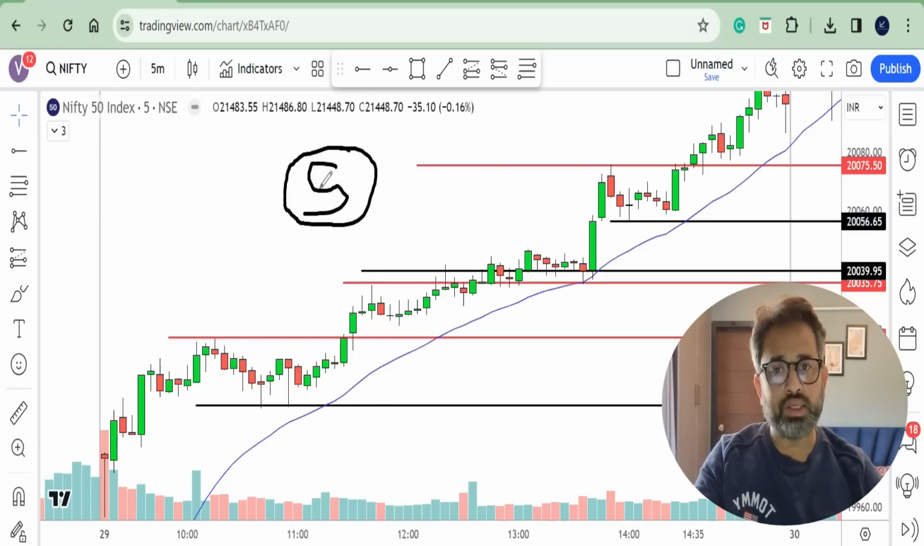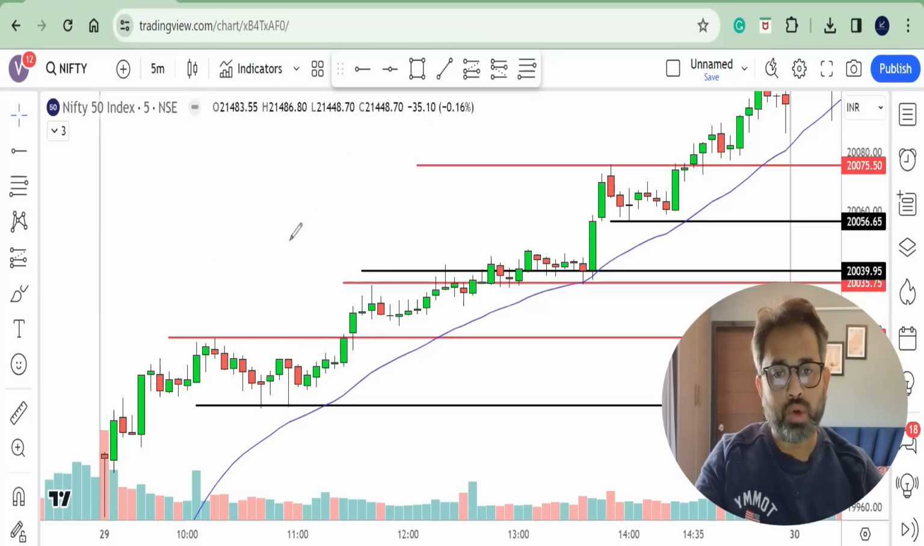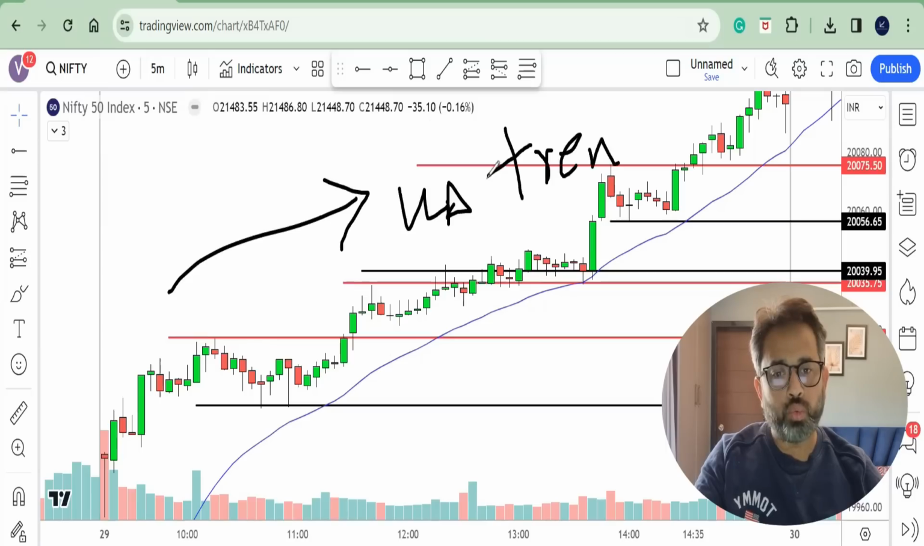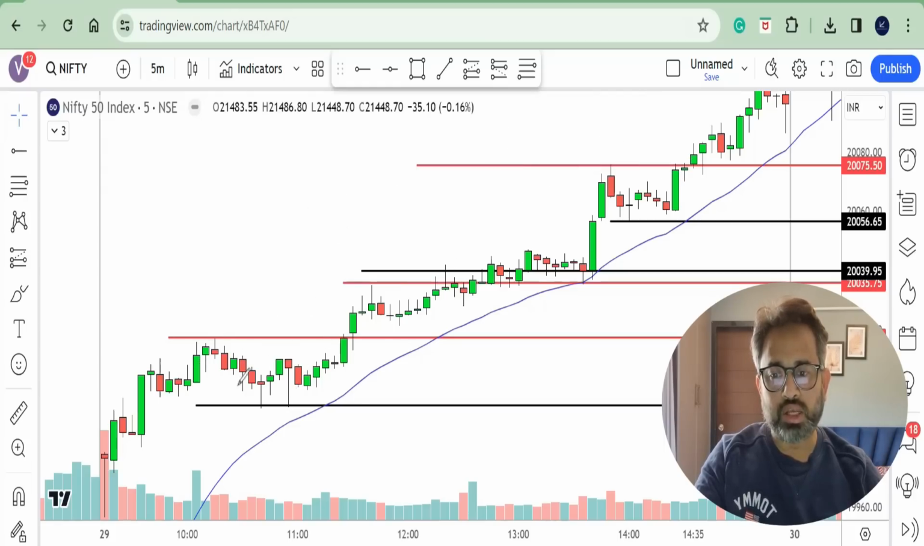And the correct answer is, in this chart, you have to give more importance only to support, not the resistance. Now ask me why I'm saying you should give importance only to support. You have to give importance to support in this price action because first you have to see what the market structure is. The market structure is in an uptrend. So when the market is in a strong uptrend, you should ignore all the resistance, and only focus on the support levels.